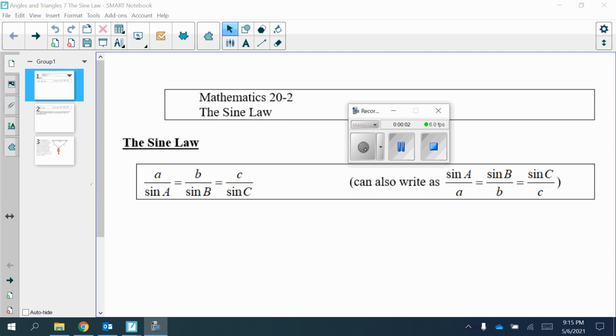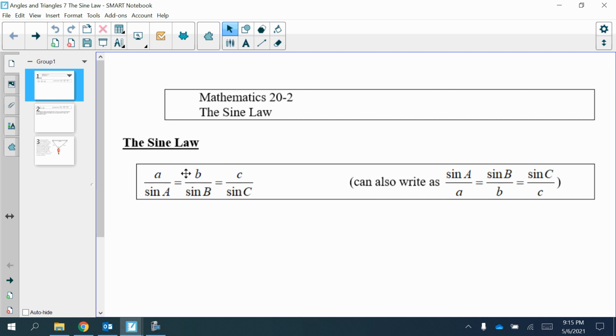Alright, so the next lesson for Math 20-2 in angles and triangles, the sine law. So in the last one we proved the sine law, that it's going to be true in every case. So now we're going to look at some examples of how we're going to see it. So when we proved it, we just kind of proved a portion of it.